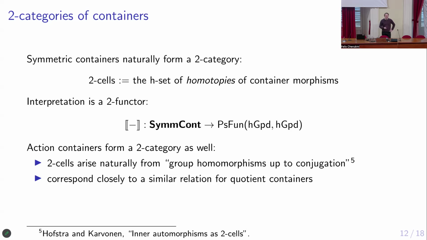But a similar thing is also true for action containers. You can also upgrade those to a two category. The two cells there arise naturally from the idea that you can compare group homomorphisms up to conjugation by an element. Part of a morphism of an action container is a group homomorphism, and you don't want to compare those on the nose, but say they are related if there's some group element that exhibits them as the same up to conjugation. And this corresponds very closely to the ad hoc relation defined for quotient containers, that just falls out of general abstract nonsense.